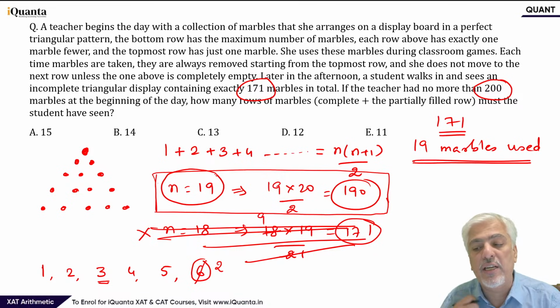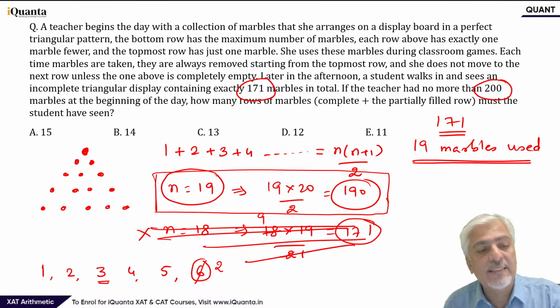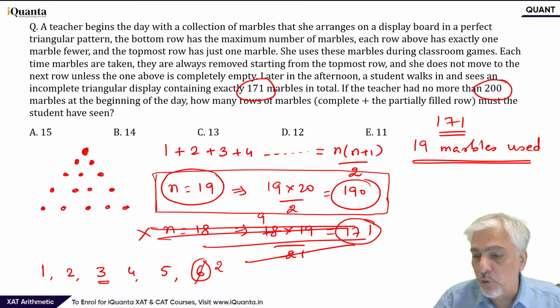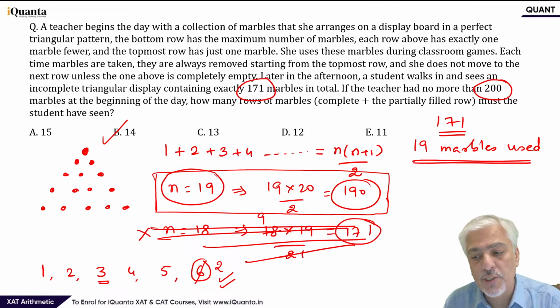Read the question carefully. All those who are saying option is C have missed out one small thing. Option is not C. They have asked for how many rows of marbles, complete plus partially filled row, must the student have seen. So we have to count this half row also. So therefore answer is 14. Did you all understand this question, everybody? Nice, interesting question.